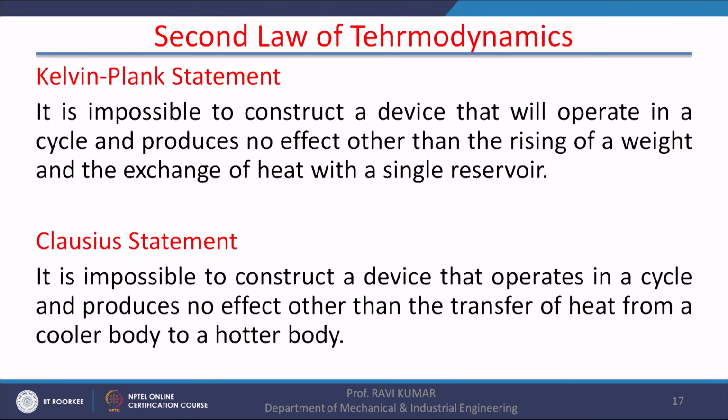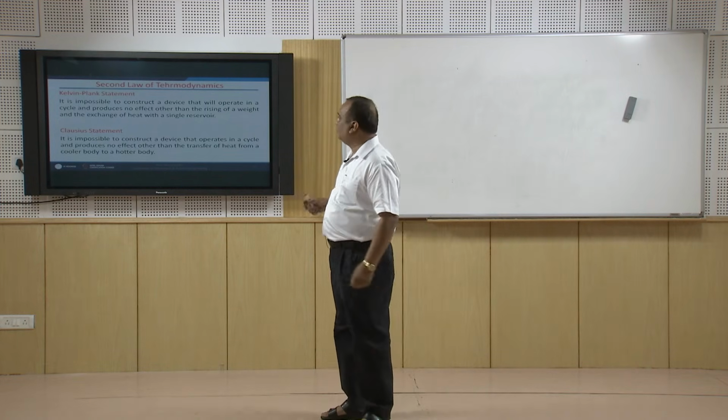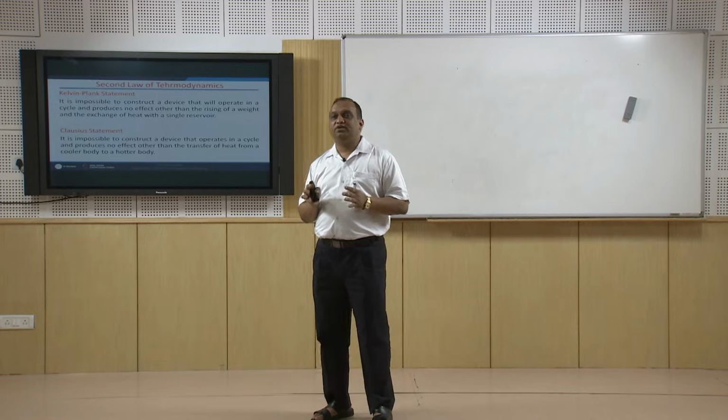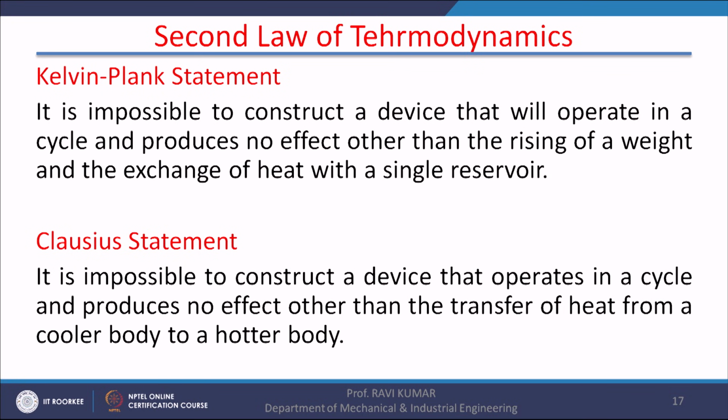We will discuss the second law of thermodynamics. The second law of thermodynamics has two statements. One is the Kelvin-Planck statement. This statement says it is impossible to construct a device that will operate in a cycle and produce no effect other than the raising of a weight and the exchange of heat with a single reservoir. It means it is not possible to draw a certain amount of heat, let us say 100 joules of heat, from a reservoir and do an equal amount of work. It is not possible. That is the statement by Kelvin and Planck.